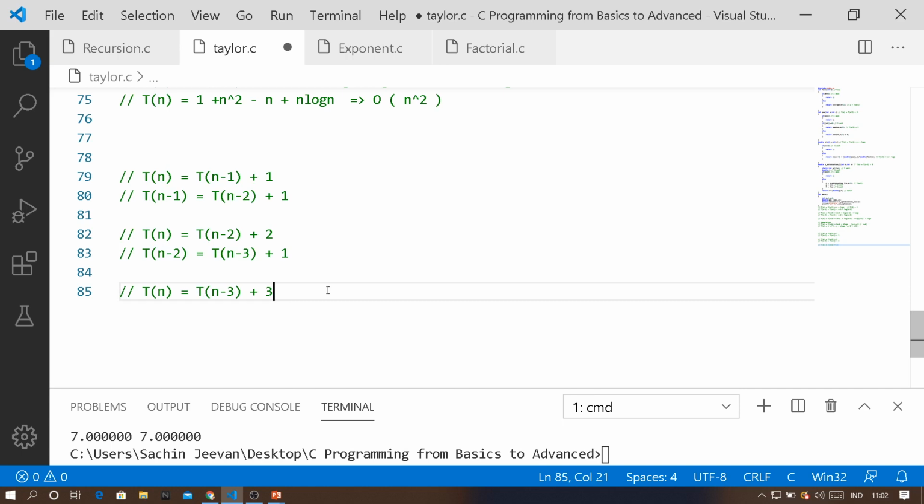Okay, fine. So now t of n is equal to t of n minus 3 plus 3. In the first step it is t of n minus 1 plus 1. In the second step it is t of n minus 2 plus 2. In the third step it is t of n minus 3 plus 3. If this keeps on going, in the kth step we will be generalizing this pattern. In the first step this term is 1 and 1, in the second step this term is 2 and this term is also 2, in the third step this is 3 and this is also 3. So in the kth step, this will be equal to t of n minus k plus k.